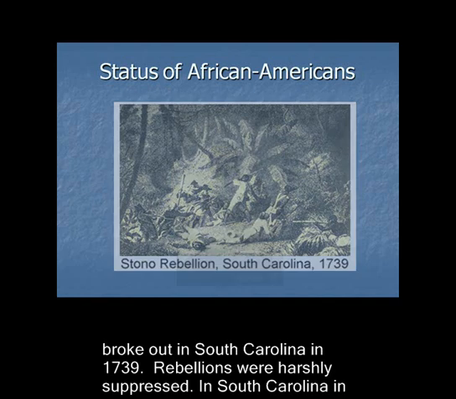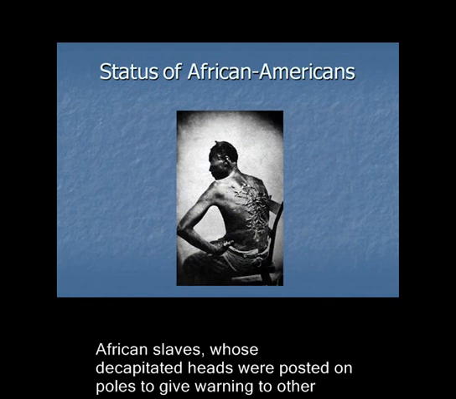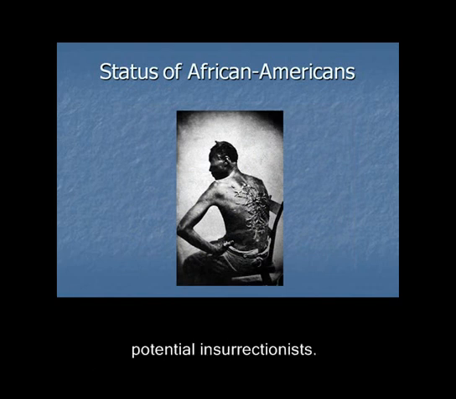Rebellions were harshly suppressed. In South Carolina, for instance, rumors of a slave uprising in 1740 led to the torture and hanging of 50 African slaves, whose decapitated heads were posted on poles to give warning to other potential insurrectionists.